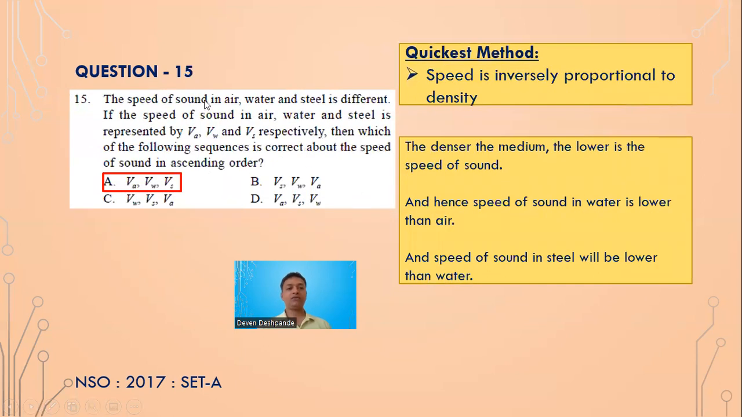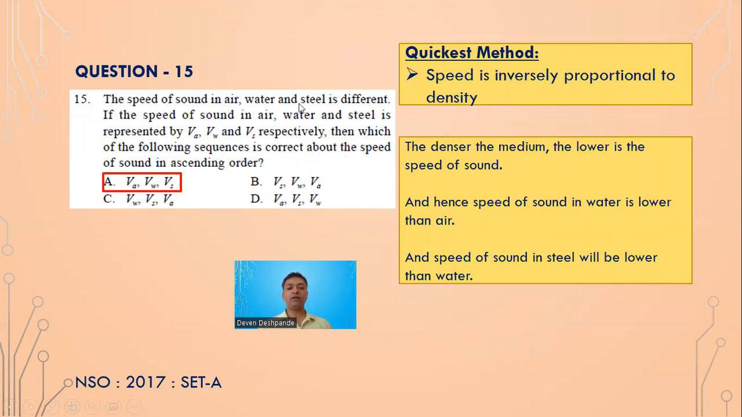Okay, the speed of sound in air, water, and steel is different. If the speed of sound in air, water, and steel is represented by VA, VW, and VS, respectively, then which of the following sequences is correct for the speed of sound in ascending order? Ascending is increasing order, isn't it?